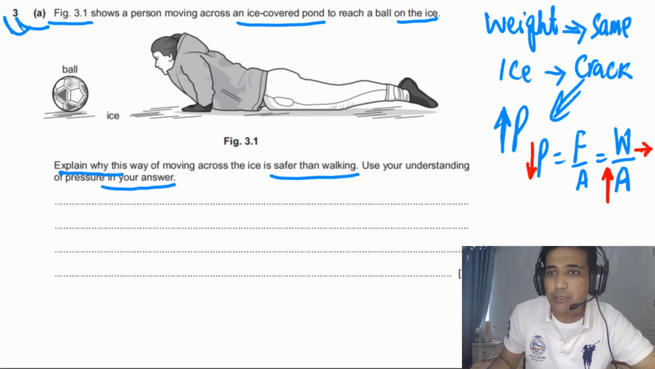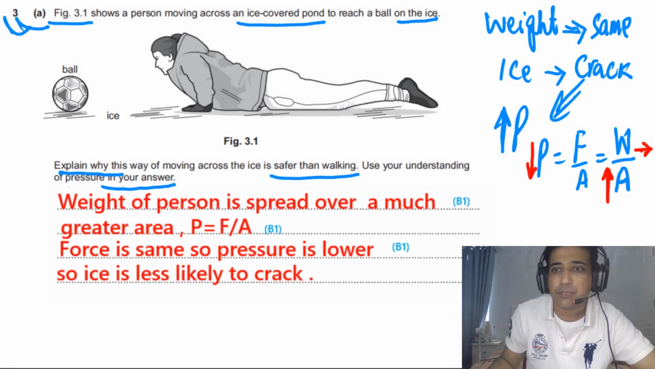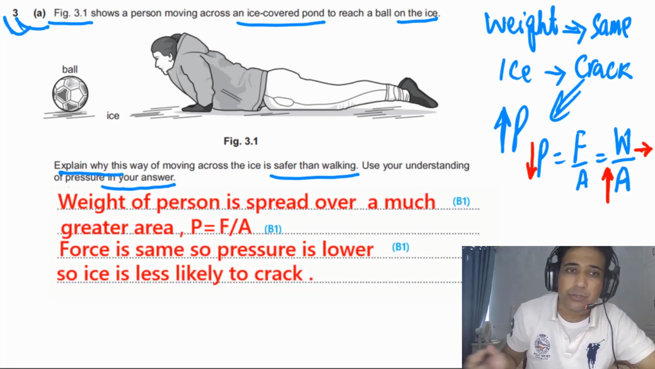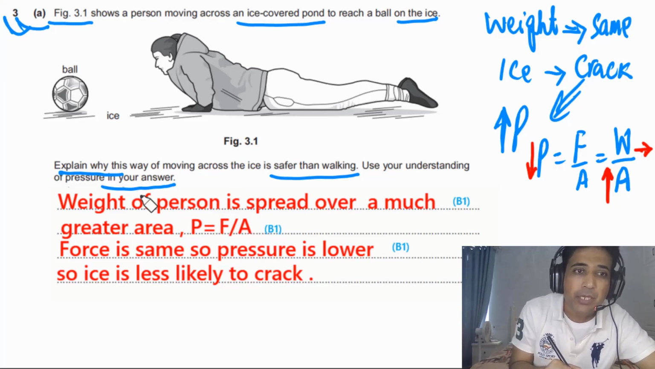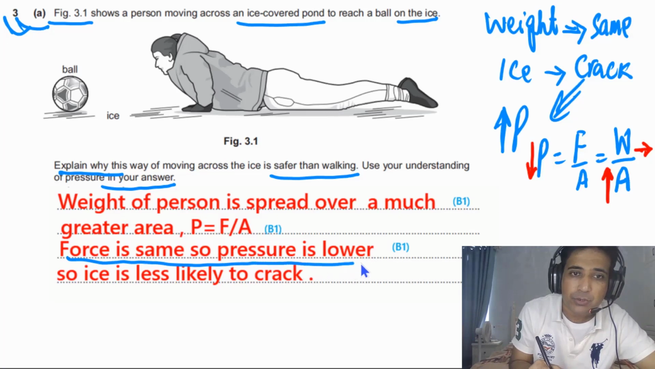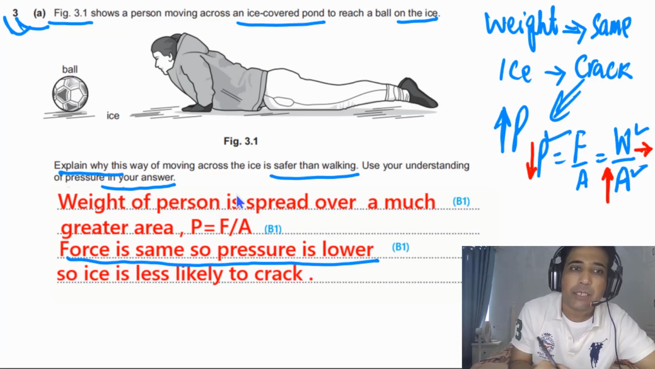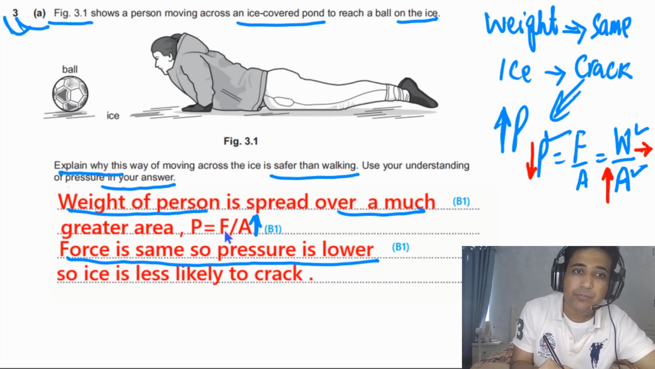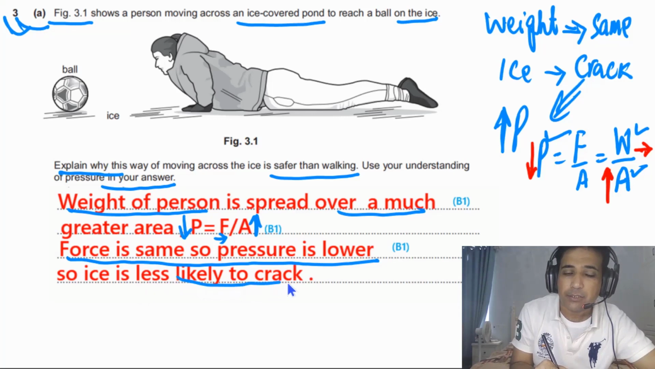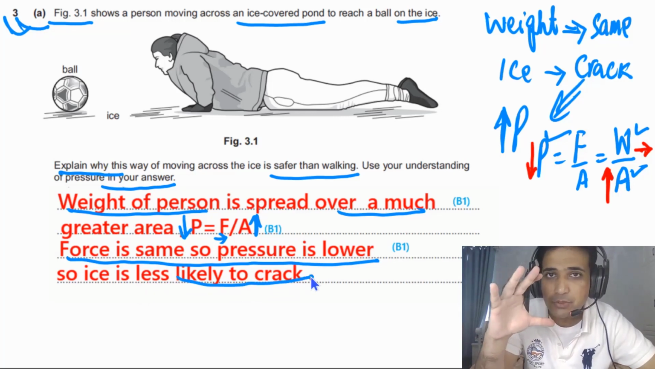So let me show you how you can write down a proper answer. You have to mention these points. First point: force is the same, so pressure is lower. As we mentioned here, force is the same, area is larger, so the pressure is lower. Area is larger, so you can mention that the weight of the person is spread over a much greater area. So if area is greater and force is the same, P will be lower, so the ice is less likely to crack.